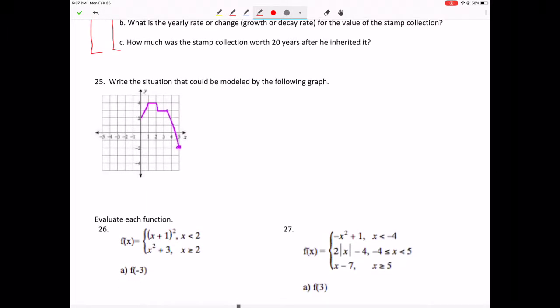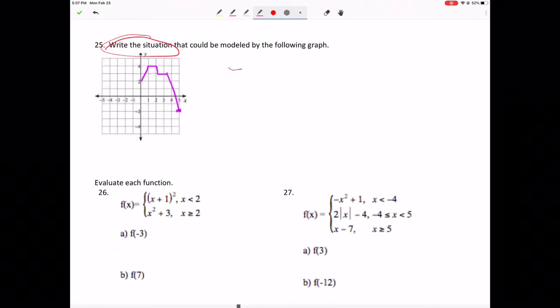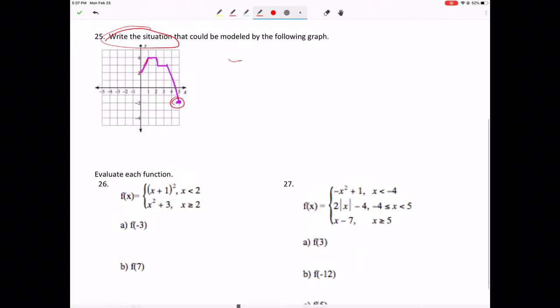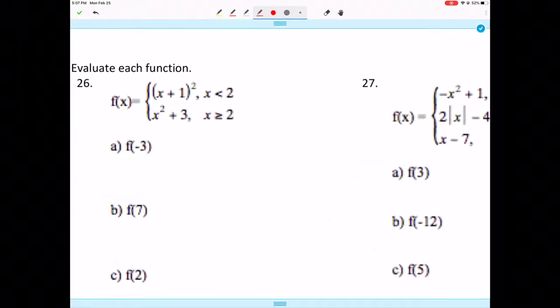This one, 50 or 225, you just need to write down some sort of situation that could model this. And we've talked about that before. If you have questions, let me know. You could have a guy climbing up something, and so on. Make sure you explain how this goes negative. Be unique.